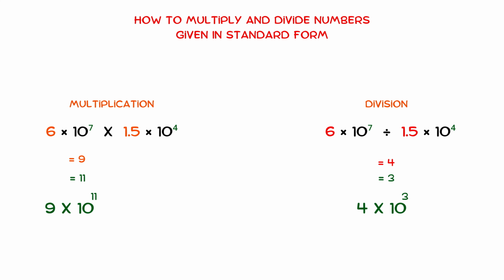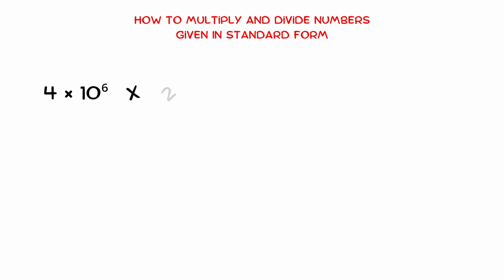So to summarize that, the difference between these two techniques is that when multiplying, we multiply the front numbers and add the powers, but when dividing, we divide the front numbers and subtract the powers. Let's try a couple of questions.